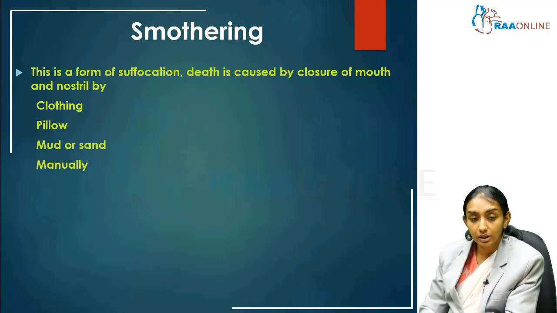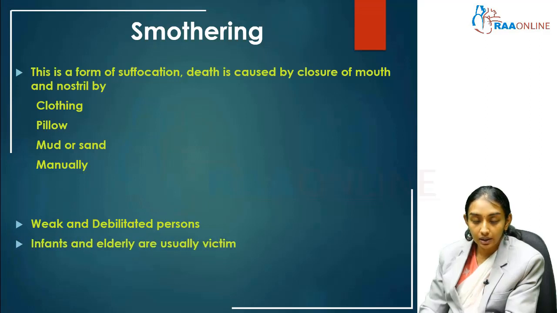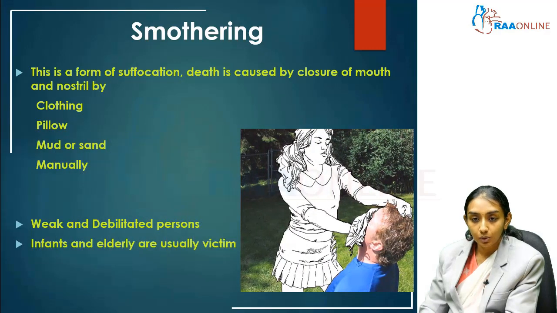Or it can be done manually by the use of the hands. It is normally done in weak or debilitated persons such as infants and the elderly who are the victims, because they can be easily overpowered by the individual. So if you see here, the woman is trying to smother the individual by the use of a handkerchief or a cloth, closing the mouth and the nostril.